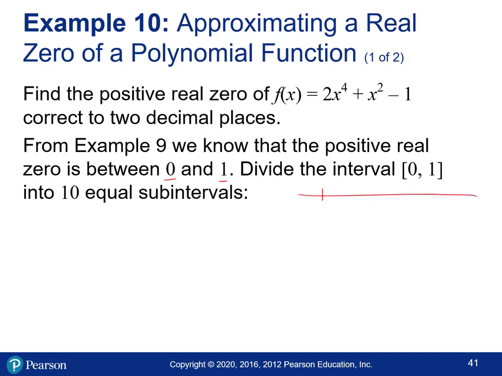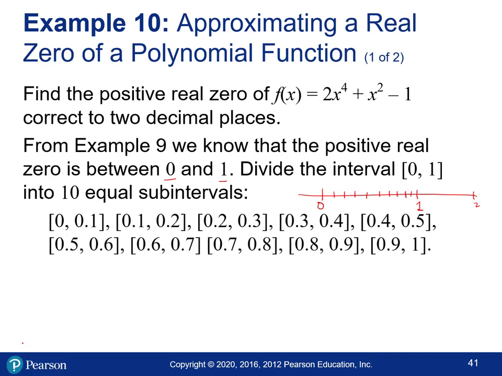So this looks like, if I think of my x-axis, 0's here, 1's here, and 2's here, and so on. I'm cutting this interval into 10 subintervals. So I'm cutting this into 10 equal parts. Okay? And then I'm going to check each of those intervals to narrow down where my 0 is, using the intermediate value theorem again.